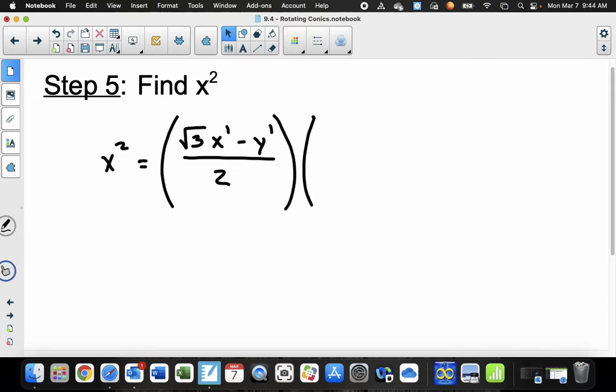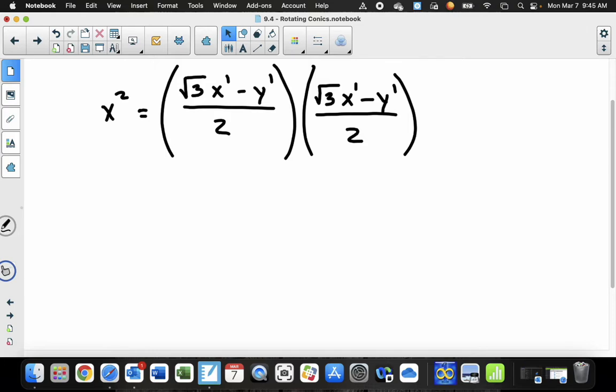Keep in mind, x squared is really just x times x. That's how we're going to get x squared. We're going to multiply it by itself. So it's pretty much the same way that we just got xy. And y squared is going to be very similar as well.